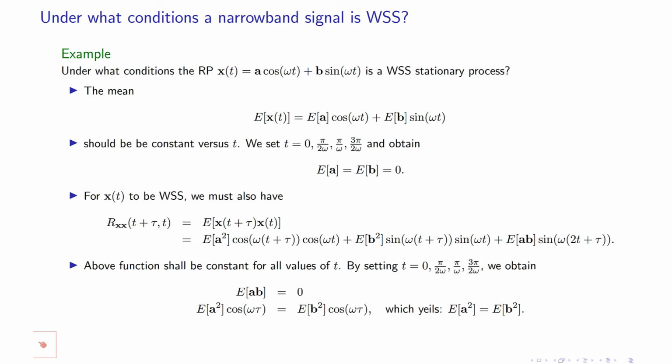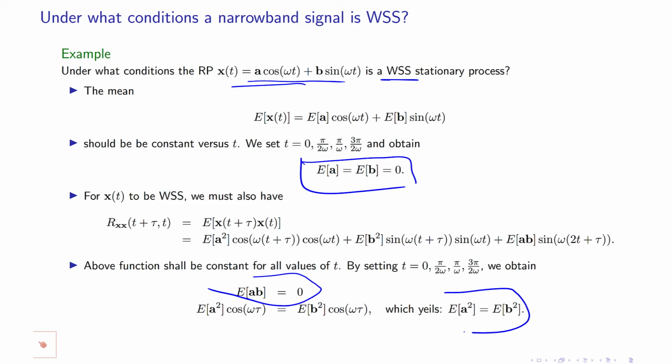So the necessary and sufficient condition for this random process to be a wide sense stationary process is this one, and this one. So if these three conditions are satisfied, a narrowband signal is WSS. This is the necessary and sufficient condition.